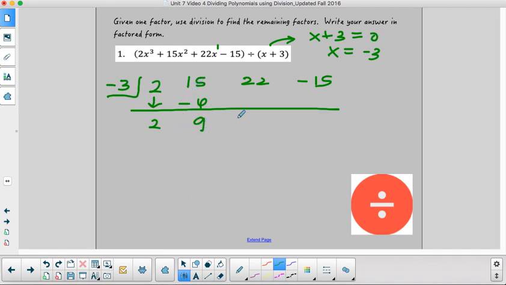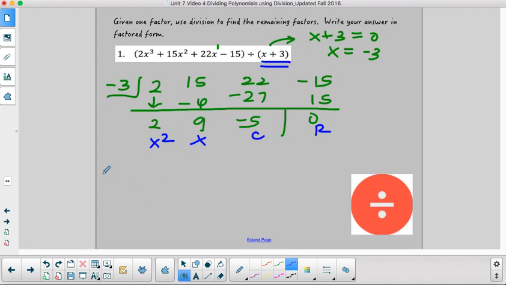Negative 3 times 9 is negative 27. We add, we get negative 5, positive 15. When I add, I get 0. So from here, this is my remainder, my constant, my x squared. So we're trying to put it into factored form.